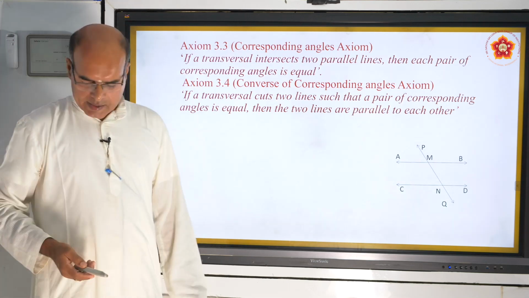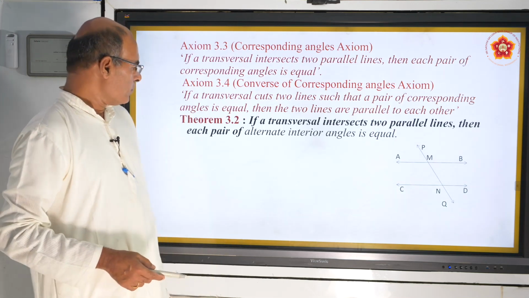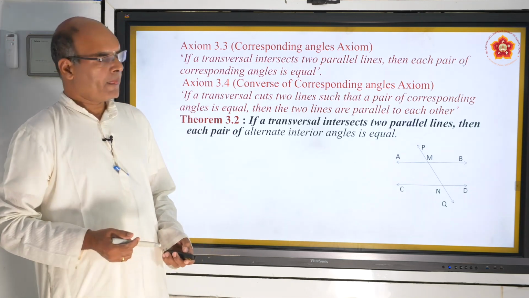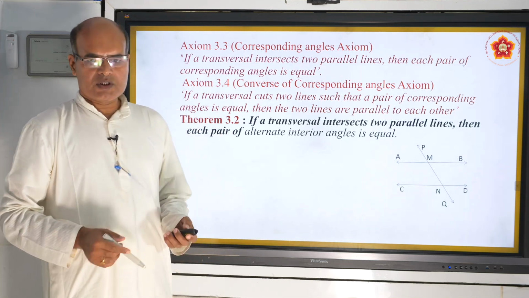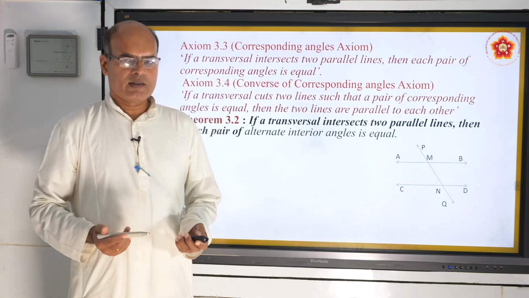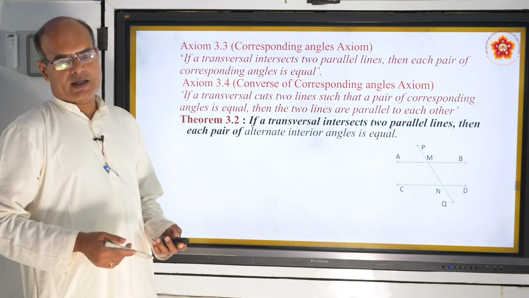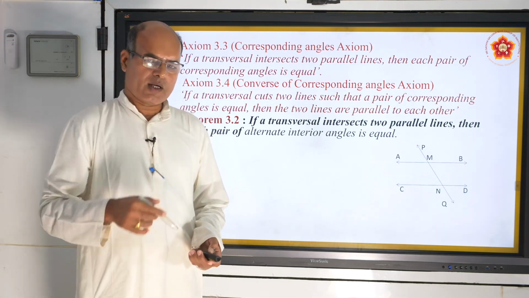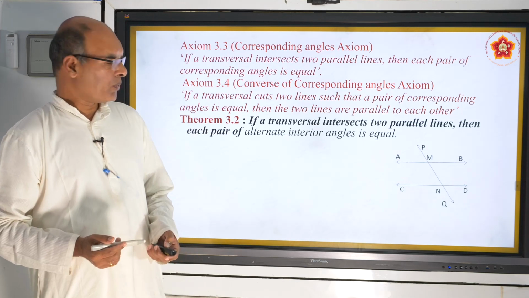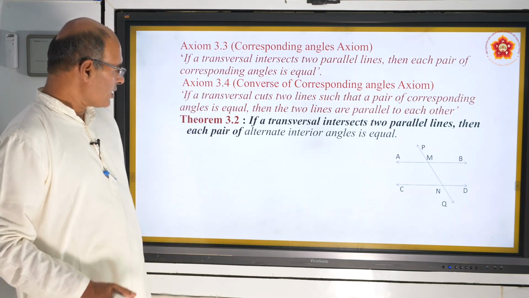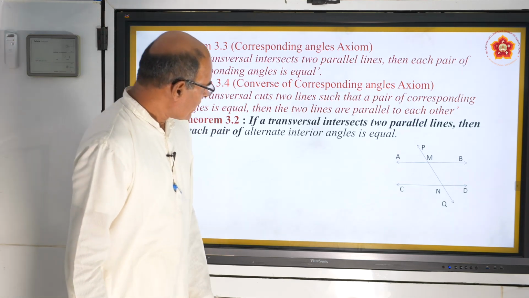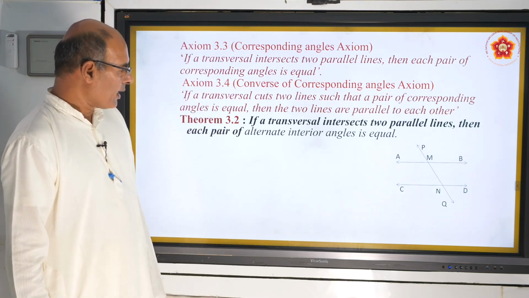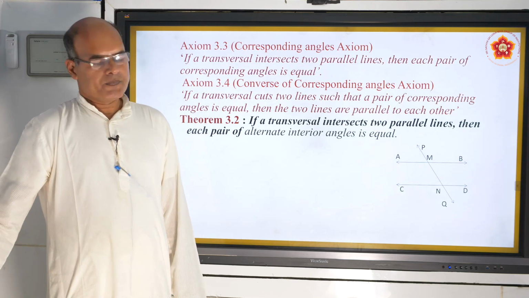Now for the alternate angles, let us prove it. It is considered a theorem, theorem 3.2. Theorem 3.1 is about vertically opposite angles: when two straight lines intersect at a point, the vertically opposite angles are equal. That we proved in the last video. Now theorem 3.2: if a transversal intersects two parallel lines, then each pair of alternate angles is equal.